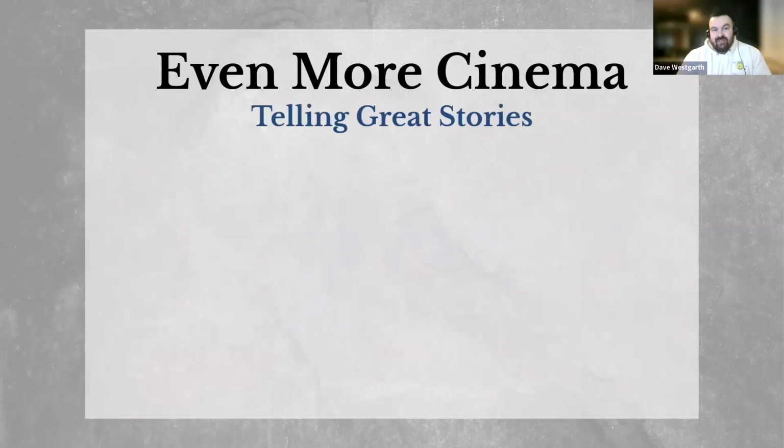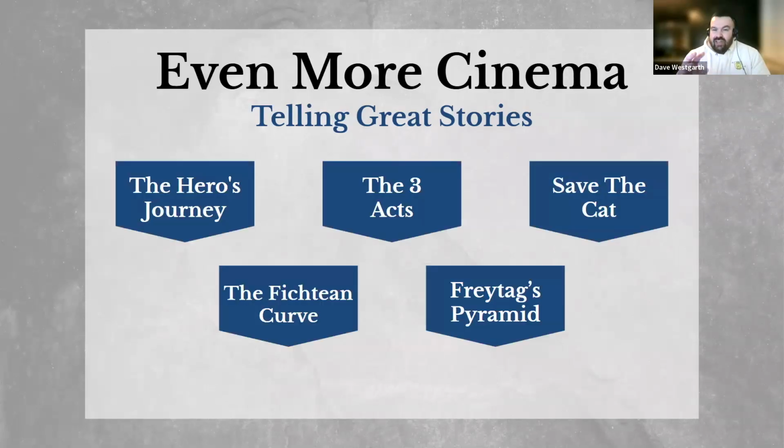Couple more ideas. Telling great stories, I think, is a really handy bolt-on to have to your Scrum Master and Agile coaching skill set. There's a lot of different ways to tell great stories, but just familiarizing yourself with typical cinema plot lines or patterns is really helpful. The hero's journey, the 3 acts, Save the Cat, the Fichtean Curve, Freytag's Pyramid. You've probably heard of 2 or 3 of these, and there might be 2 or 3 in there that you haven't heard of. But these storytelling mechanisms and patterns are really helpful for you to develop your communication skills, your storytelling skills, and your facilitation skills.